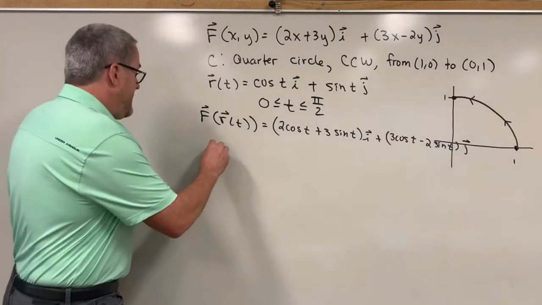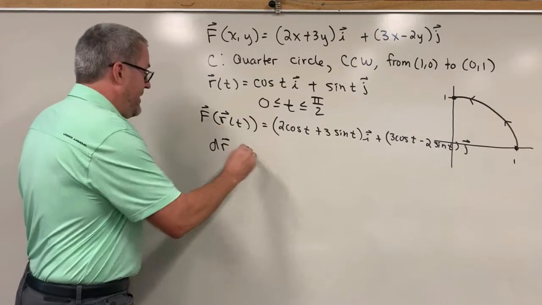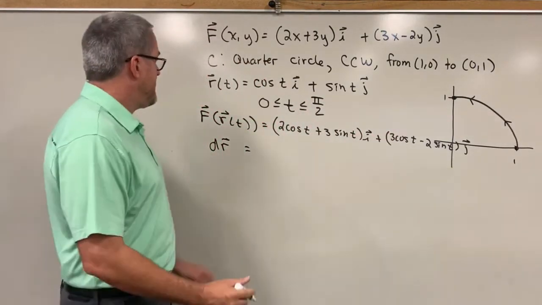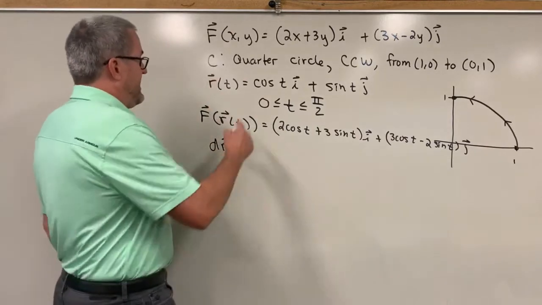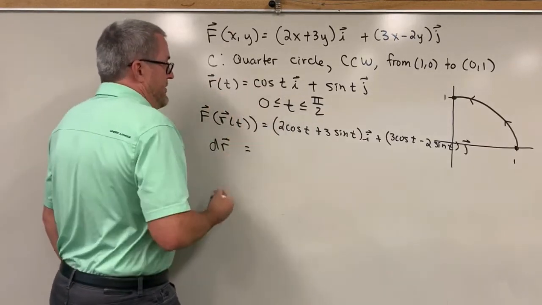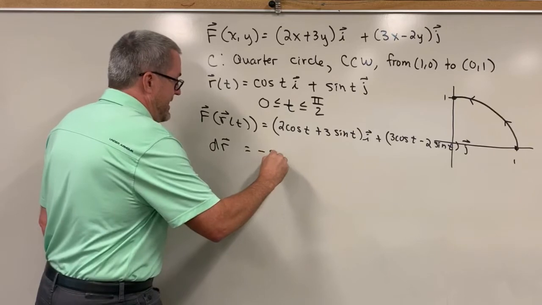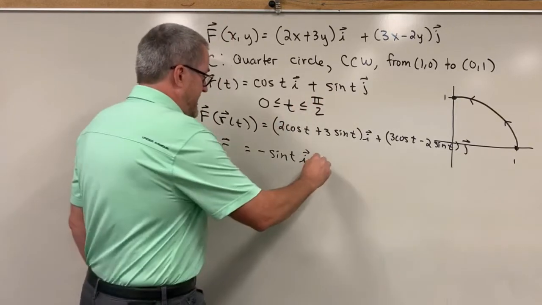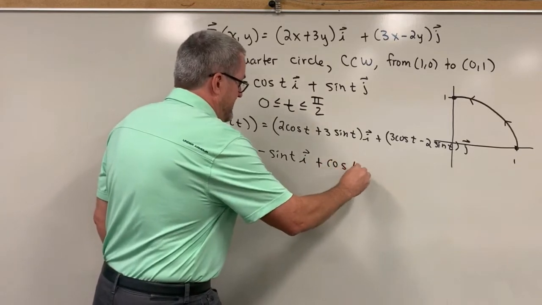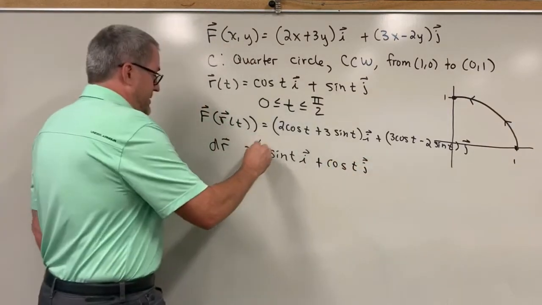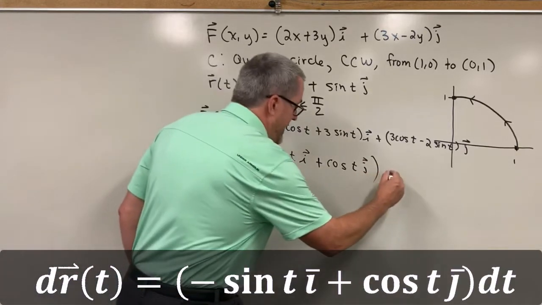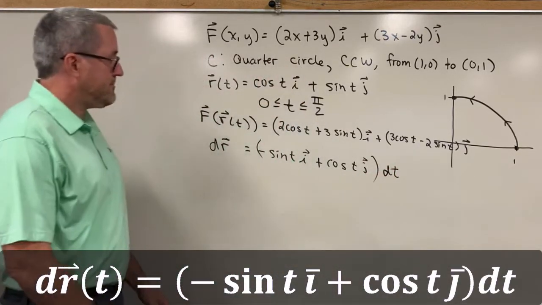Second piece we need dr. Now really it's dr dt. We're going to multiply the differential dt to the right side. We'll make sure we do that later. But dr, the derivative of cosine of t is negative sine of t. The derivative of sine of t is positive cosine of t. And so dr is going to be negative sine t i plus cosine t j dt.